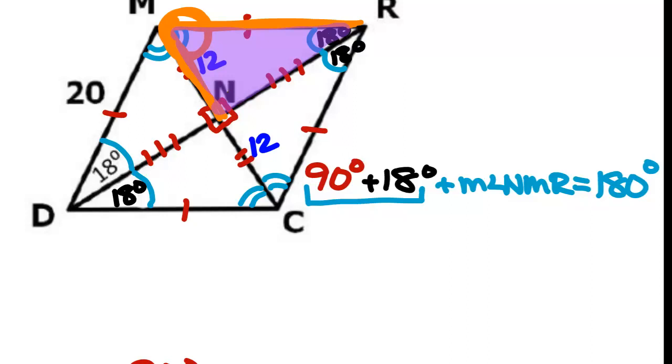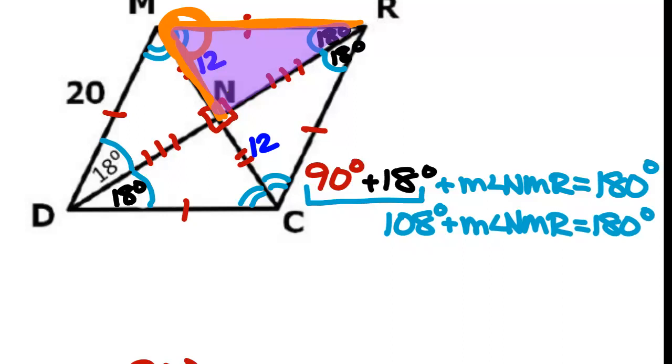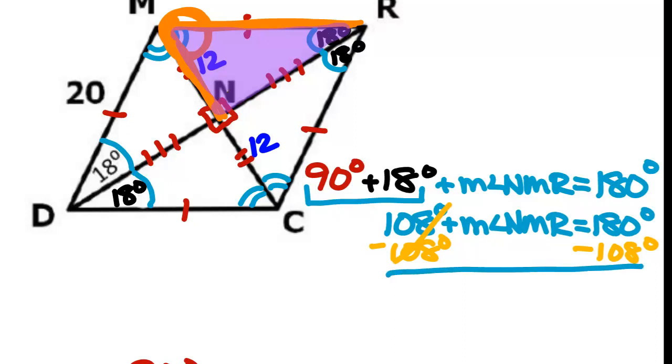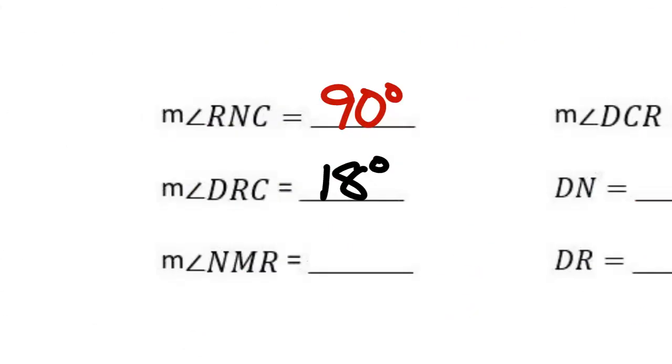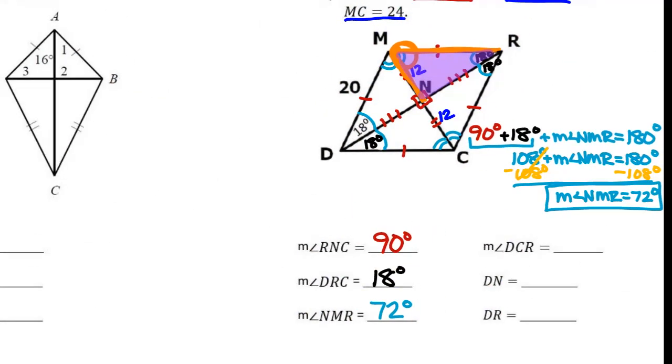I add the 90 and the 18 together. That gives me 108 degrees. And then I subtract 108 from both sides. So the measurement of angle NMR is equal to 72 degrees. That is one way to find that angle, but not the only way.